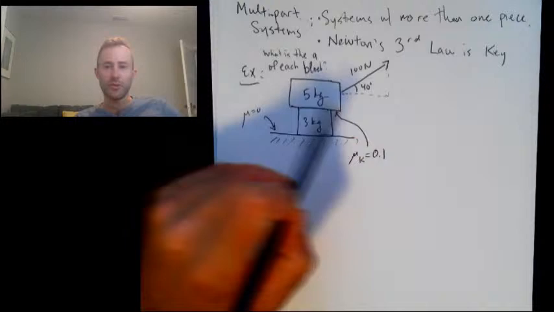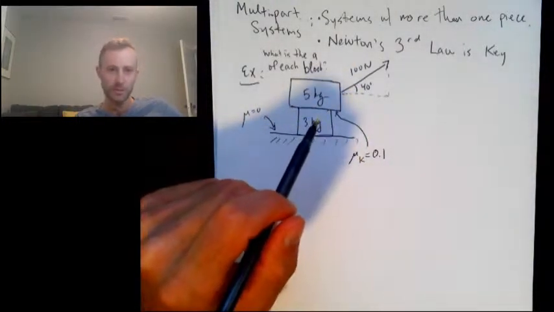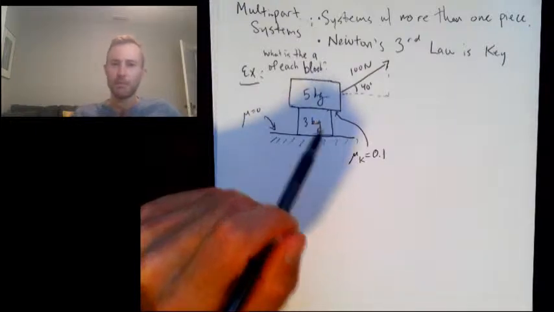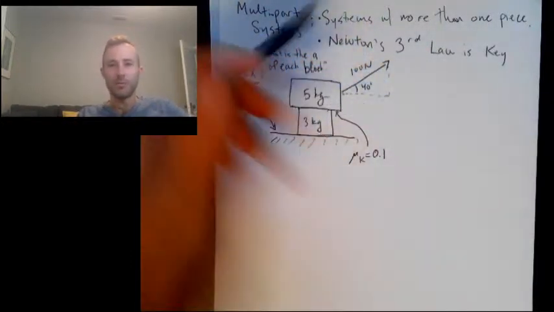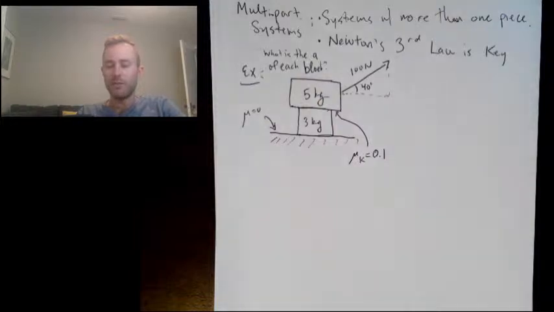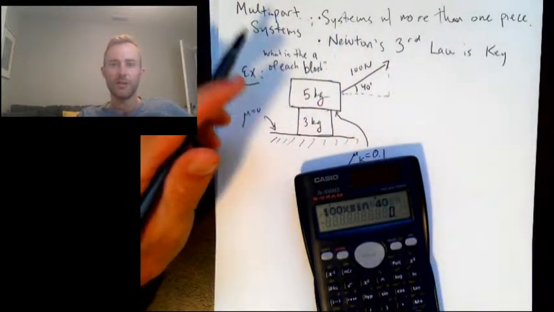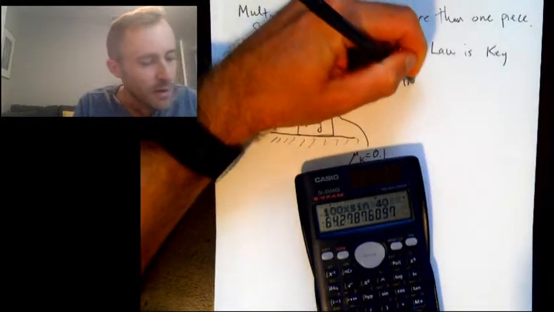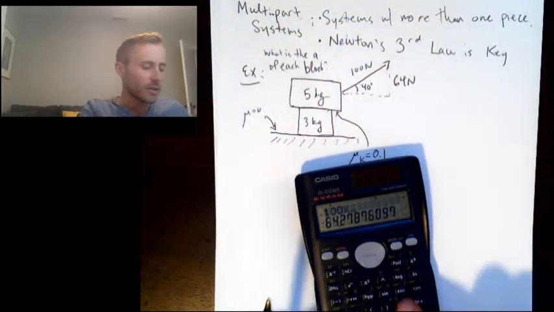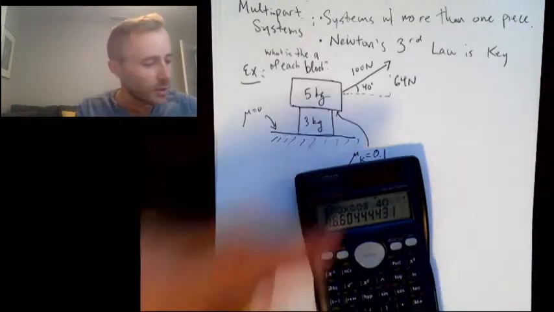This 100 Newton force is diagonal, so anytime you have a diagonal force, you want to use sines and cosines to calculate the vertical and horizontal components. So 100 sine of 40 is going to be the vertical component, so that's about 64 newtons. And 100 cosine of 40 is going to be the horizontal component, which is about 77 newtons.